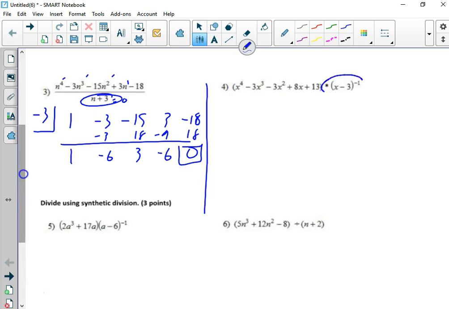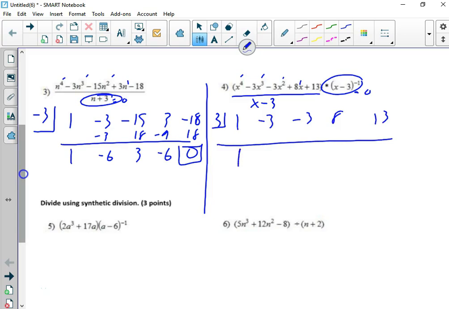Okay, remember, this is just another way of writing this. It's just different format. They all mean the same thing. So if I set this equal to 0, I'm going to get 3 in the box. I have 4, 3, 2, 1, no exponent, no variable. So I'm good to go. 1, negative 3, 8, 13. Drop it down, multiply, add, multiply, add, multiply by 3, negative 9, add, negative 1, multiply, and then add.